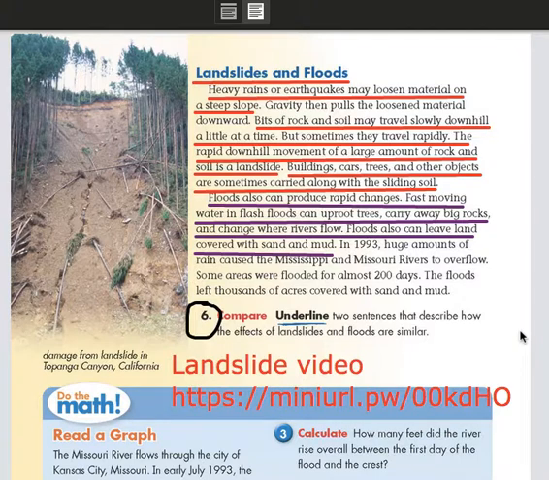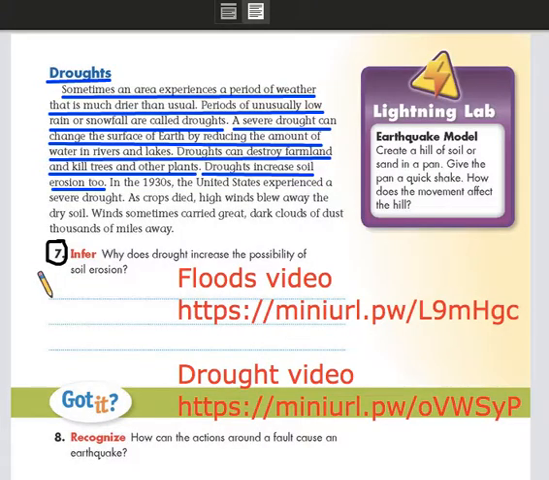Floods can also leave land covered with sand and mud. Why? Because the water can carry sand from one place to the other, or it can carry the mud. So when the soil has water in it, it changes into mud. So this is how floods can also cause rapid changes to the Earth's surface. Now, if we move to the last way that the Earth's surface changes rapidly, we can talk about droughts, which is totally the opposite of floods.